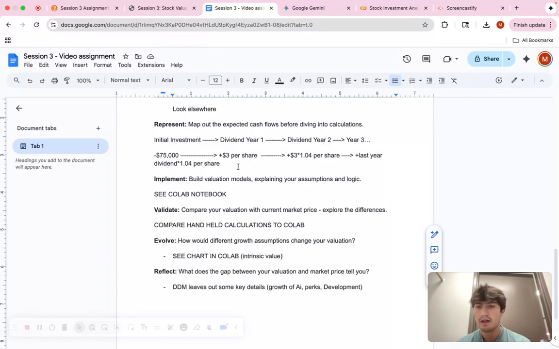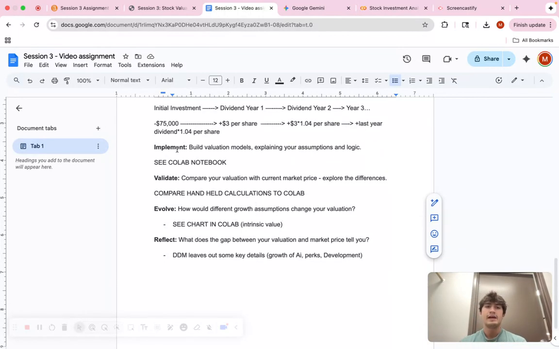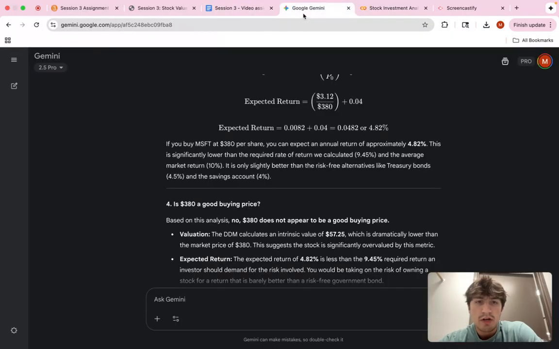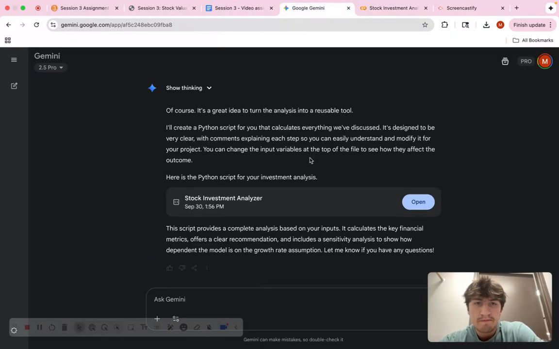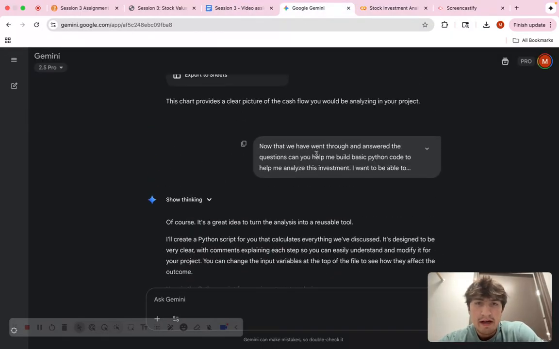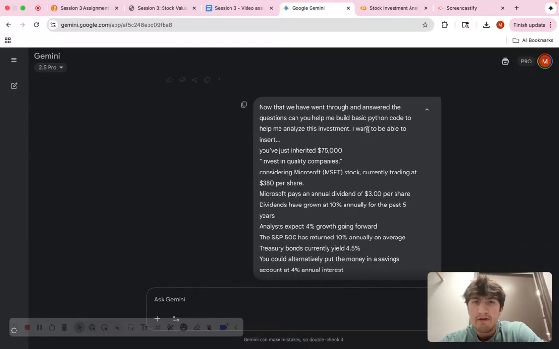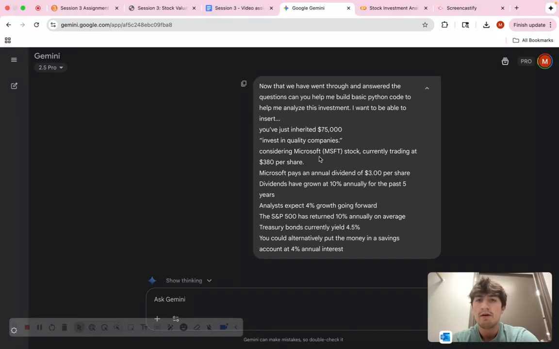So that's what the flow looks like. And then we're finally into the implement stage, which is the Colab notebook. And so I'll go into my Gemini prompt, and I basically said that we've answered these questions together and I need a simple Python code that can help me analyze this investment.